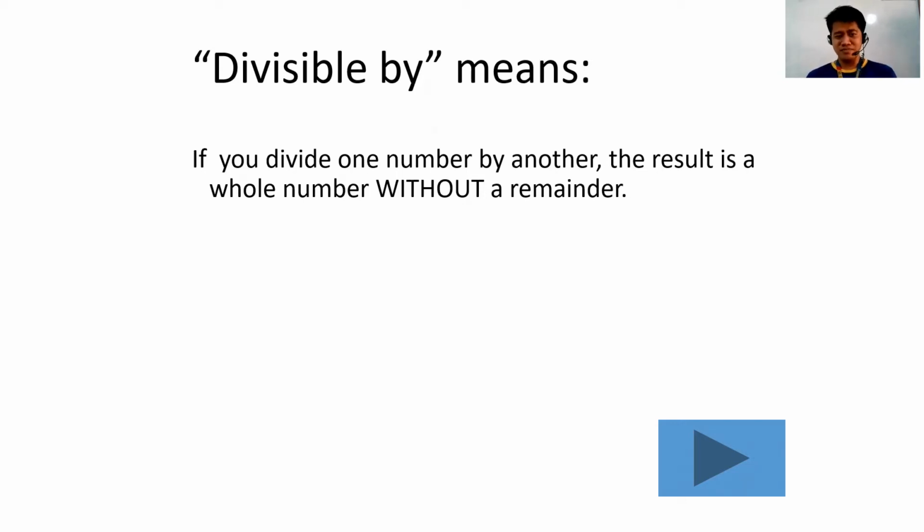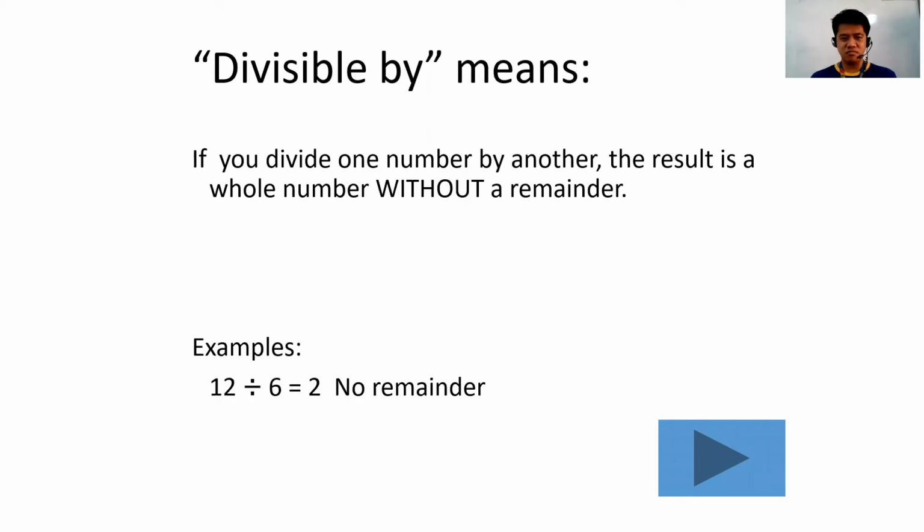For example, 8 divided by 2. Di ba 8 divided by 2 is equal to 4? Walang remainder. Kaya 8 is divisible by 2. Examples. 12 divided by 6 is equal to 2. No remainder. Tama. Na equally divided siya. Next. 15 divided by 5 is equal to 3. Walang remainder. Equally divided ang 15 by 5. So therefore, 15 is divisible by 5.